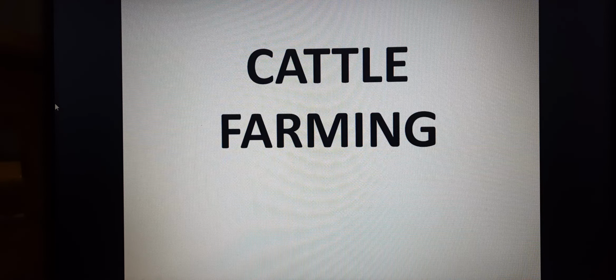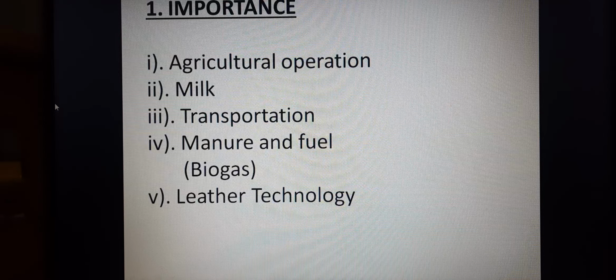Next we come to the main point, our cattle farming. Cattle farming means rearing our cattle like cows and buffaloes. The importance is in agricultural operations, milk production, transportation, manure and fuel, and leather technology. These are the importance of our cattle farming.